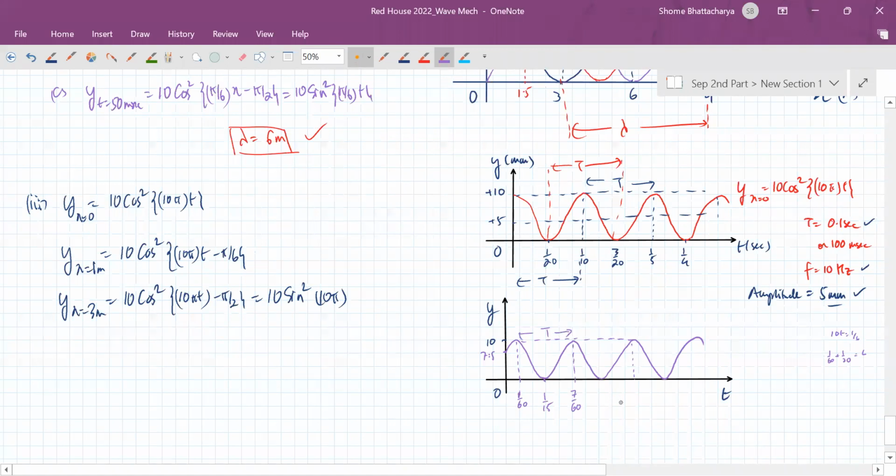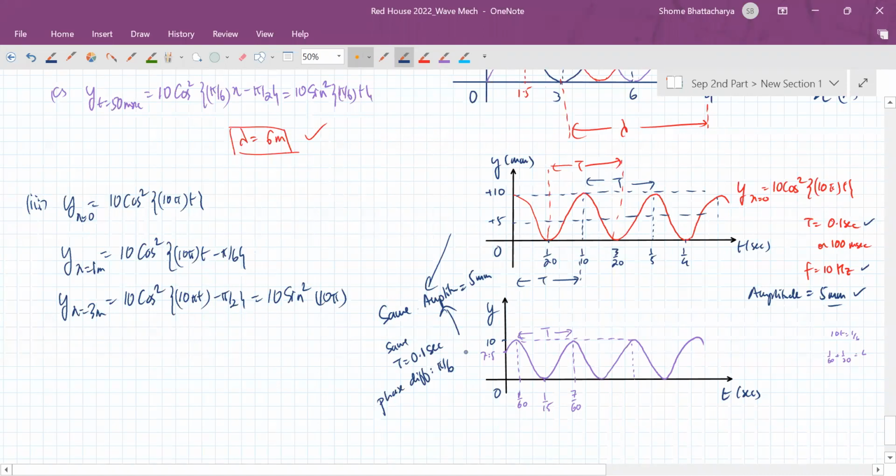The time period still holds the same value, 1/10 of a second, but there is a phase difference. So these two have the same amplitude of 5 millimeters, same time period of 0.1 seconds, but a phase difference of pi/6.